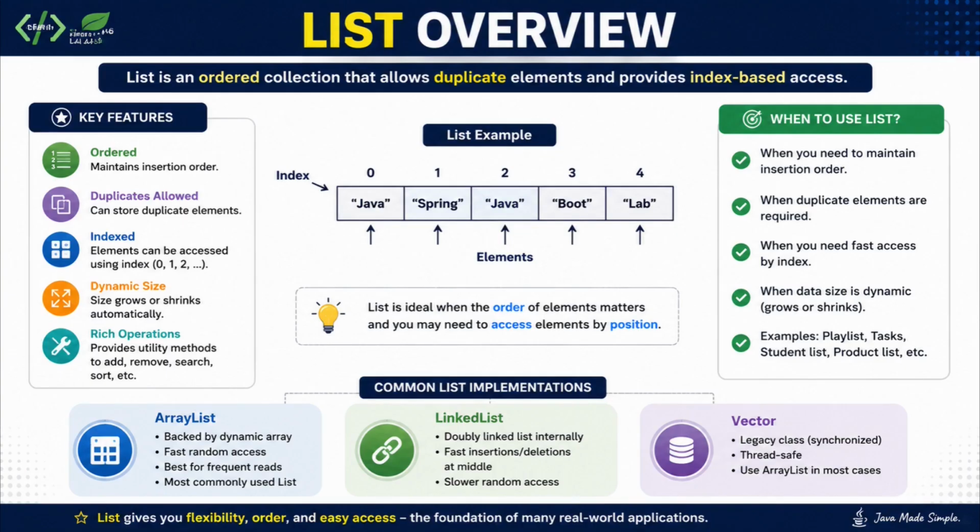Let's start with the most commonly used collection, List. A List stores elements in insertion order. That means if you add A, then B, then C, you'll always retrieve them in the same order.